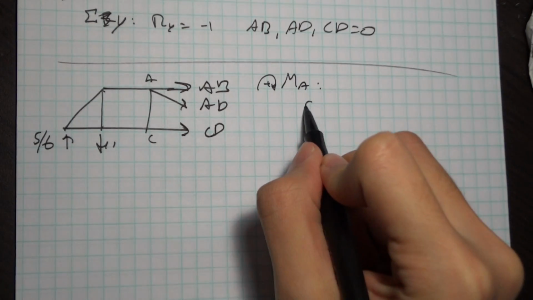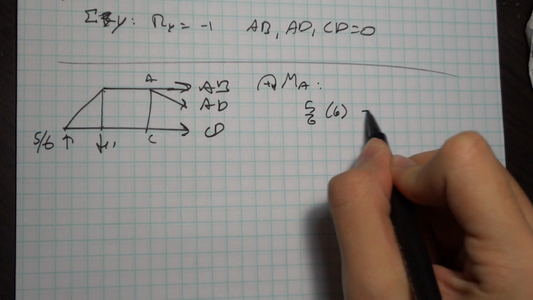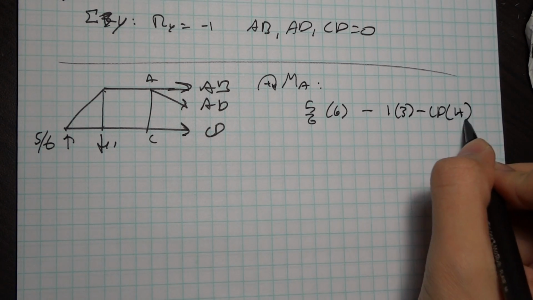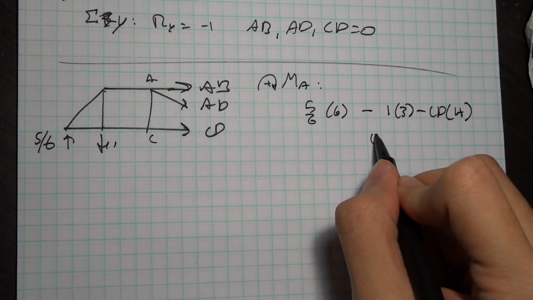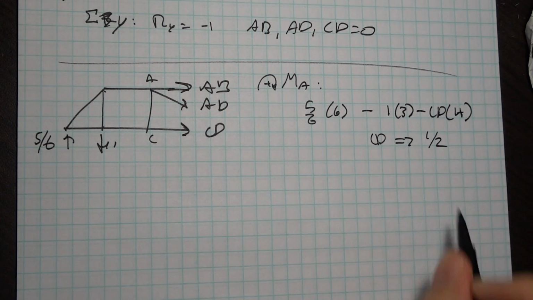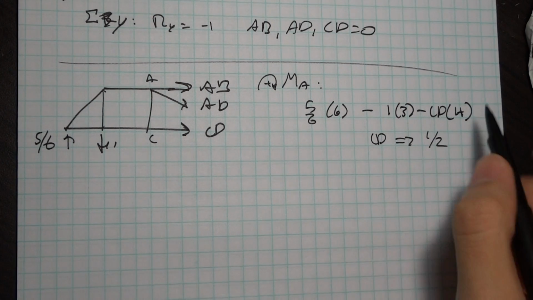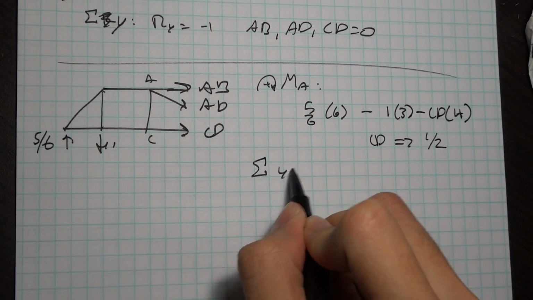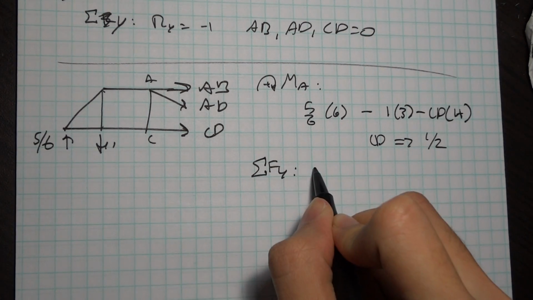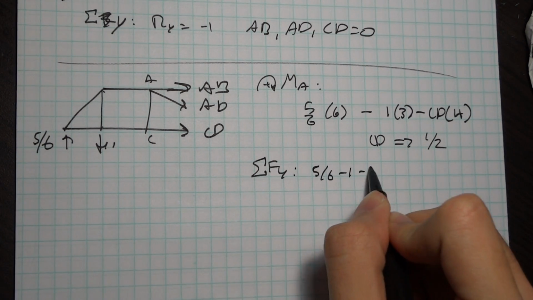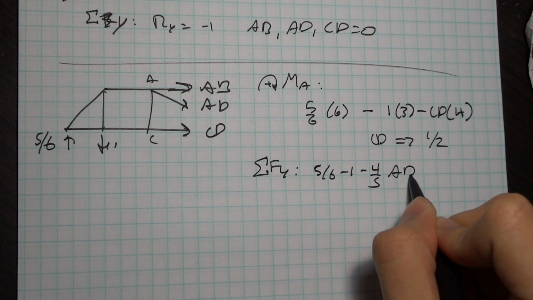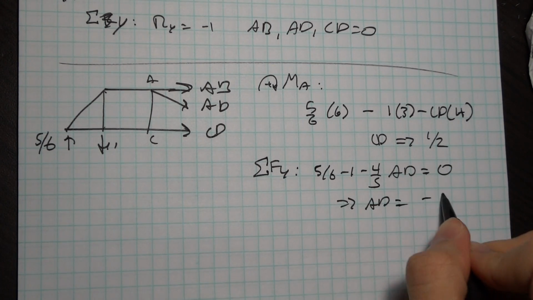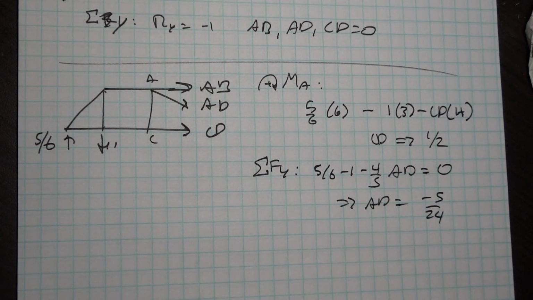And if you do that, you get 5 over 6 times 6 minus 1 times 3 minus CD times 4. Your CD is going to be equal to 1/2. If you do sum of forces in the y direction, you're going to get 5 over 6 minus 1 minus 4/5 AD equals 0. And from this, you're going to get AD equals negative 5 over 24.